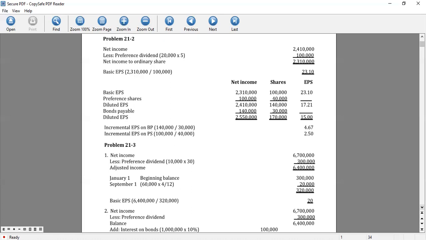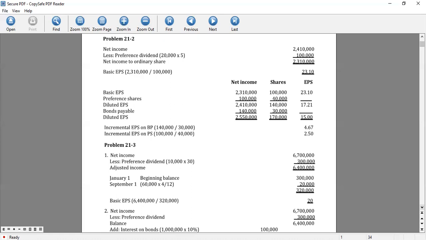2,410,000 minus the preference dividend, the net income to ordinary share is the balance. Now, for the basic EPS, we have 2,310,000 divided by the ordinary shares outstanding of 100,000 shares. So 23.10 is the basic EPS. Next, we have to determine the diluted earnings per share.